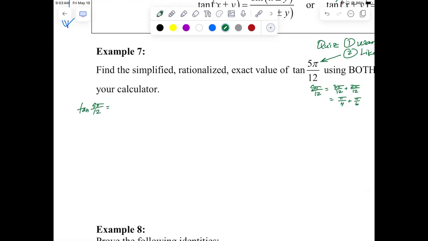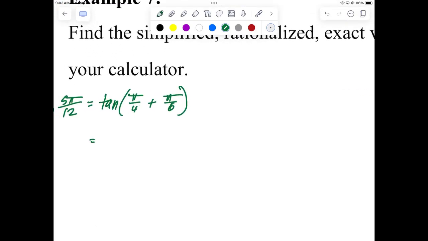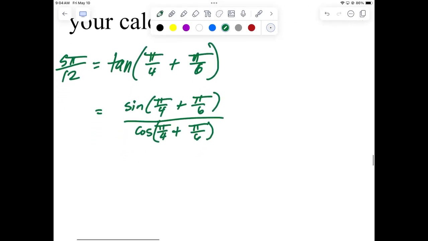So let's come over here, and we're going to write tangent of 5 pi 12ths. And I'm going to go left to right just once here. That's tangent of pi fourths plus pi 6. All right, now write small because you're going to need space. Now let's use the sine over cosine identity, shall we? This is equal to sine of pi fourths plus pi 6 all over the cosine of pi fourths plus pi 6. So far, so good?